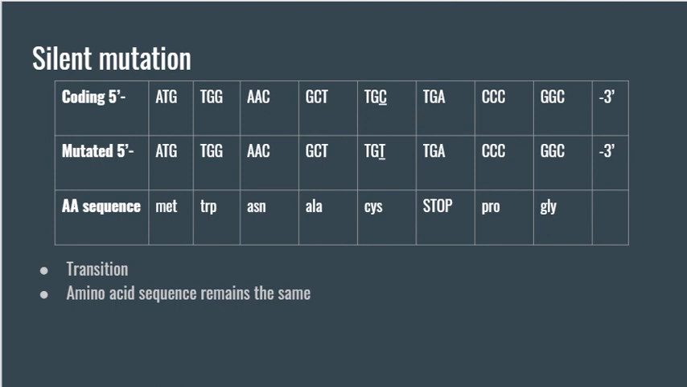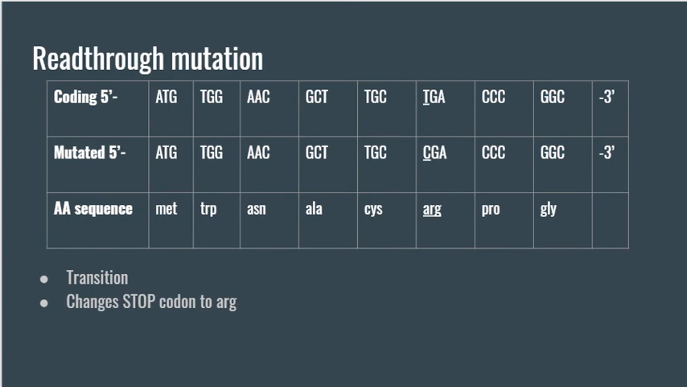The cytosine in the fifth codon was changed to a thymine. In the mRNA sequence, this would cause the codon to change from UGC to UGU. Both UGC and UGU code for the amino acid cysteine, so there is no change to the resulting protein. This is an example of a transition because both cytosine and thymine are pyrimidines.